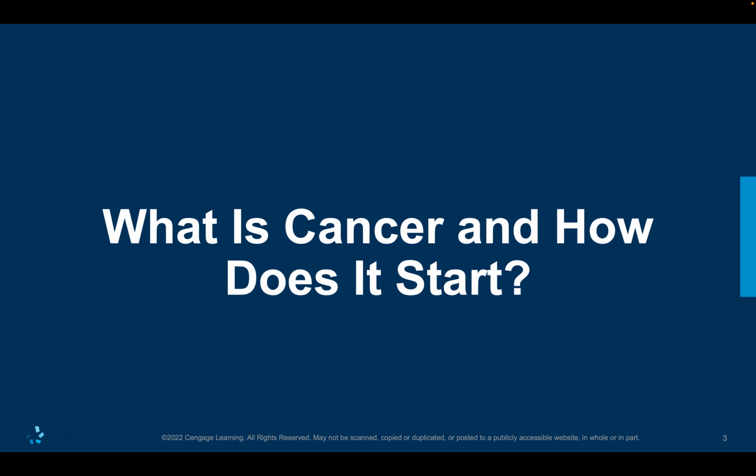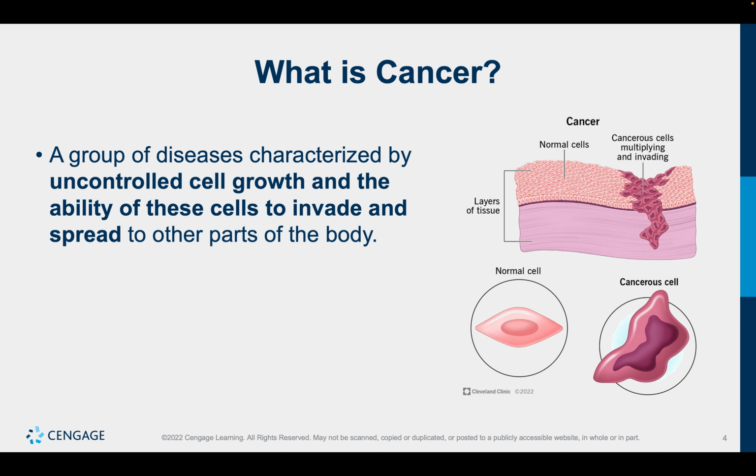What is cancer and how does it start? When you hear the word cancer, there is often so much misinformation out there. Cancer is defined as a group of diseases characterized by uncontrolled cell growth and the ability of these cells to invade and spread to other parts of the body.